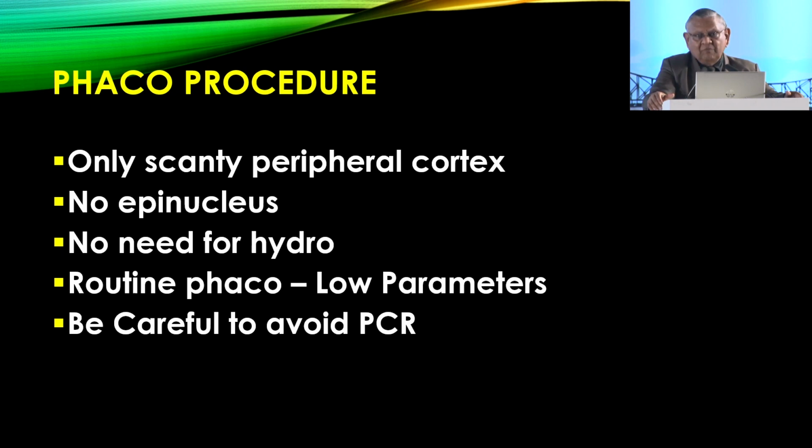At times, you may need low parameters. However, you have to be very careful to avoid PCR because there is no cushion. When you are phacoing the nucleus, usually we find the cushion of the epinucleus, but here you hardly find it.